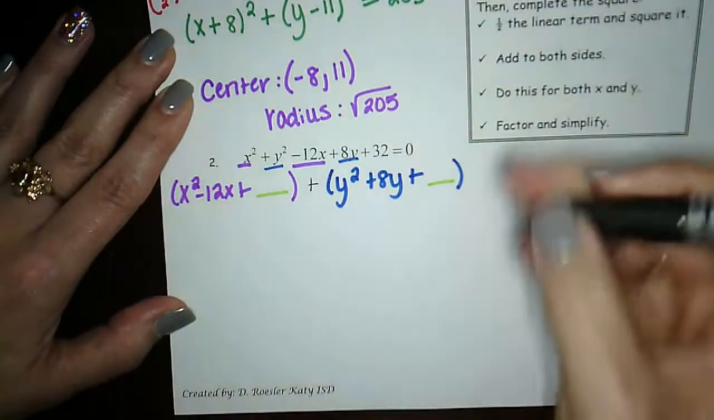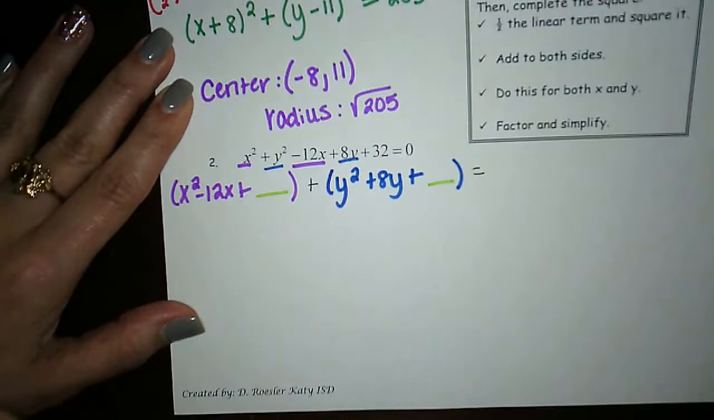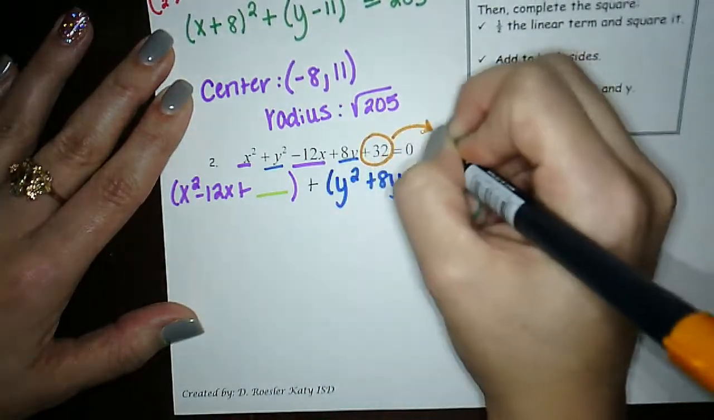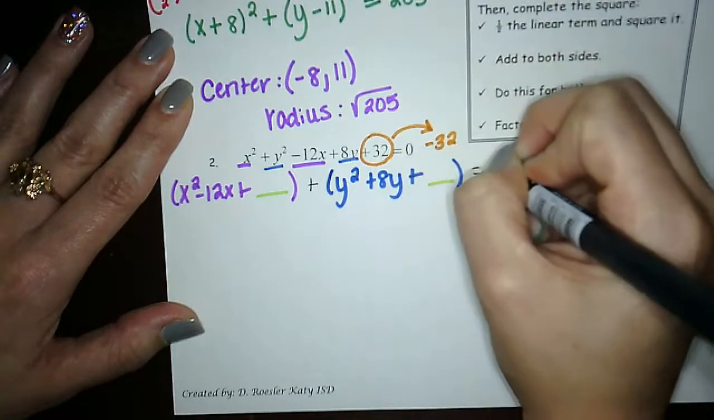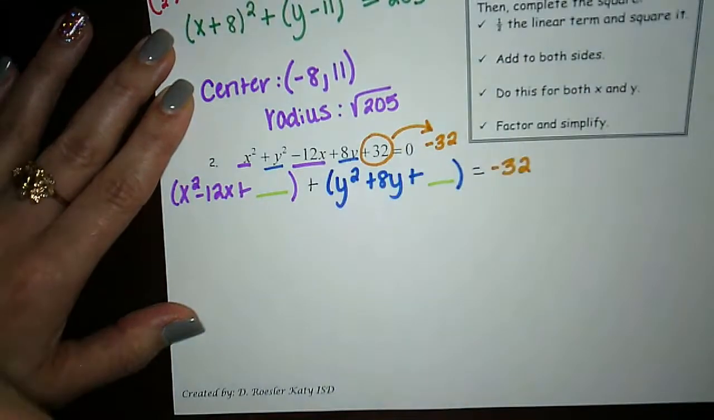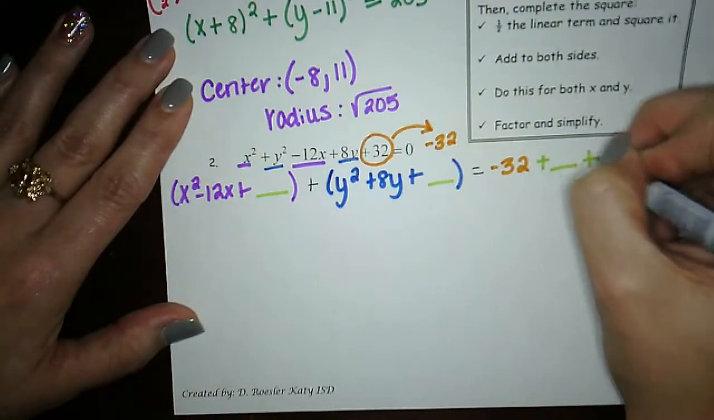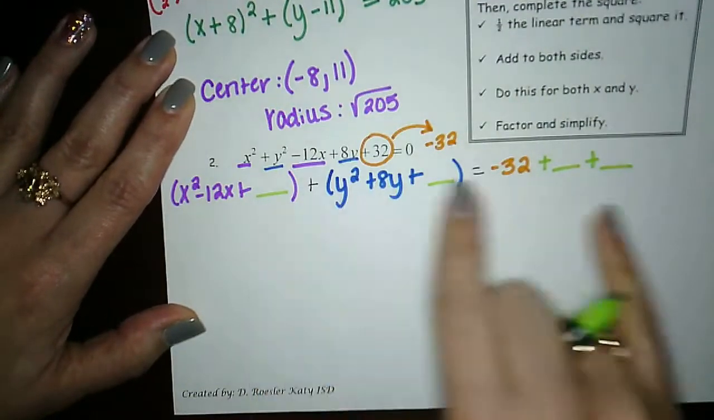And then it's going to equal, remember we have to move our constant, so it's a positive 32. When we move it over, it becomes a negative 32. And then we're going to add 2 more spaces, because what I do to one side, I have to do to the other.